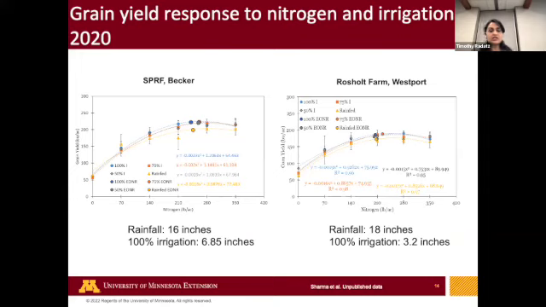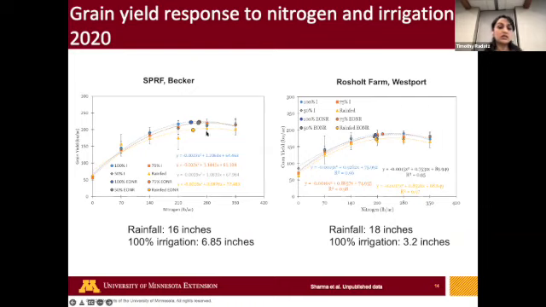So this slide shows you the relationship between nitrogen and grain yield. The left graph is the Becker research farm. The right is the Roshold. Both graphs, x-axis is nitrogen in pounds per acre, and y-axis is grain yield. This is the 2020 result, and what we can see here is that the irrigation treatments, which are represented by these 4 lines, are not significantly different from each other in terms of grain yield.